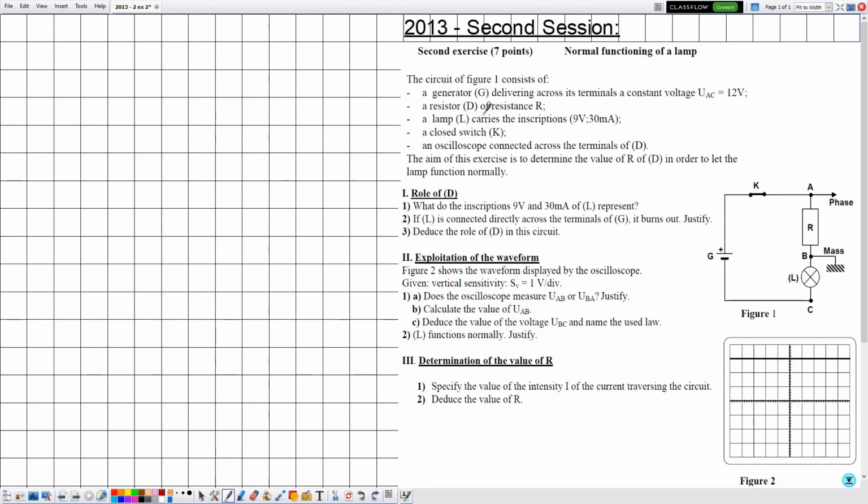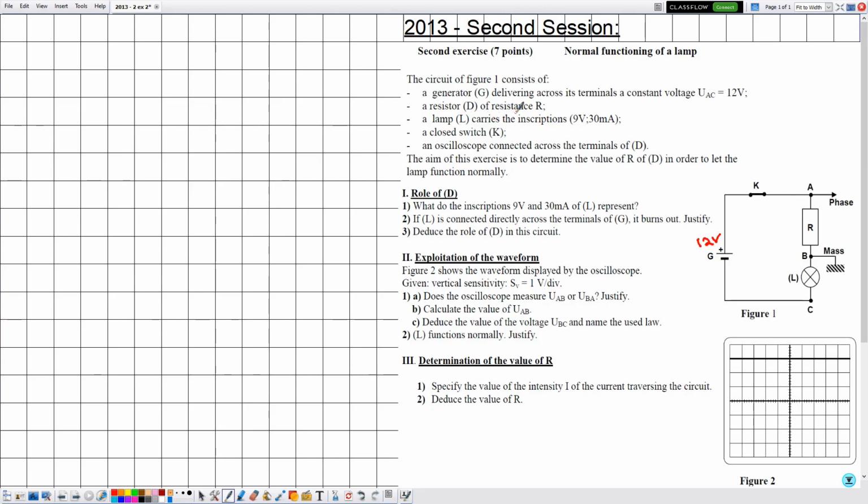The circuit of figure 1 consists of a generator G delivering across its terminals a constant voltage UAC equal to 12 volts. Then the trick in solving such type of exercise is to write the given voltage on the electric circuit itself as well as the electric current. Then the voltage UAC of the generator G is given by 12 volts.